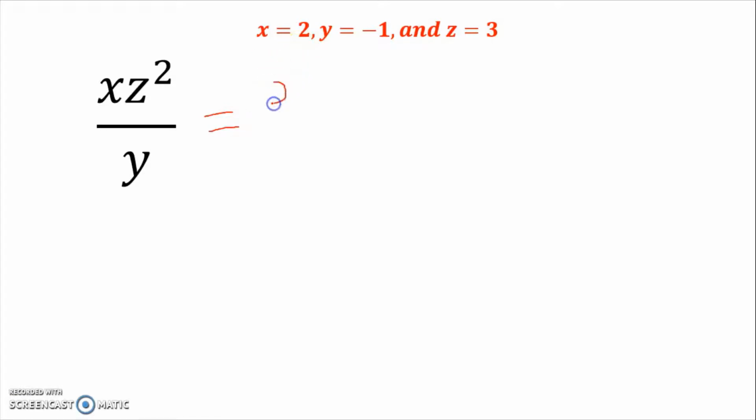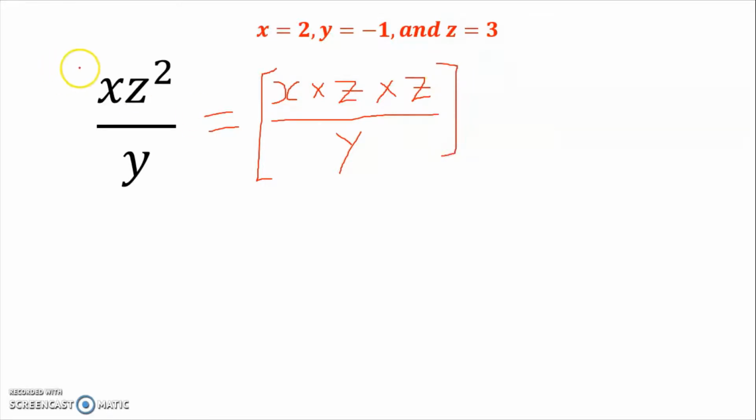xz squared is the same as x multiplied by z multiplied by z, because z squared is z multiplied by itself. So x times z times z divided by y. This whole thing is the expanded form of this expression here. We just introduce the multiplication signs and expand the z squared into z times z.